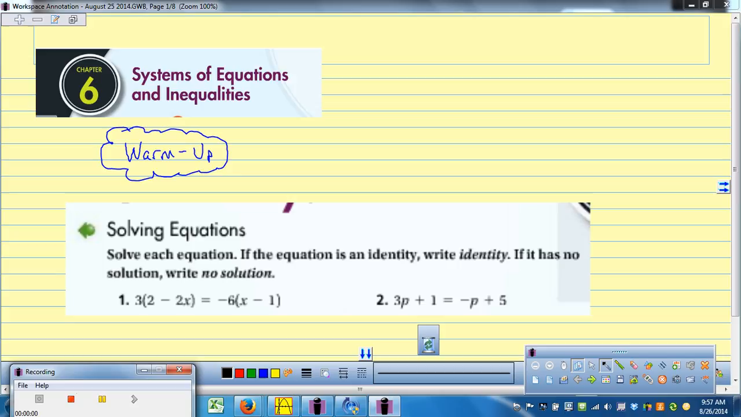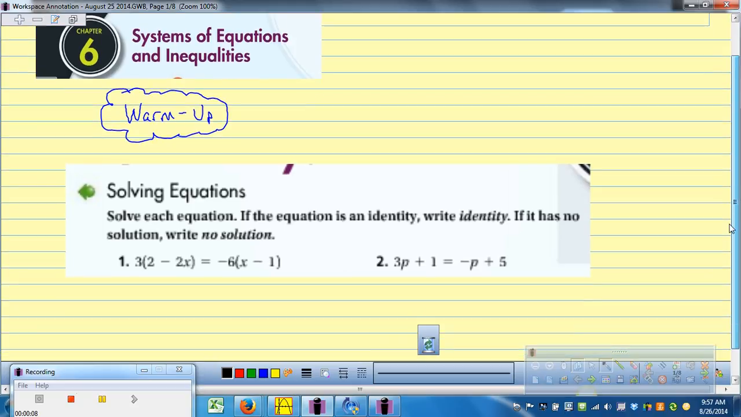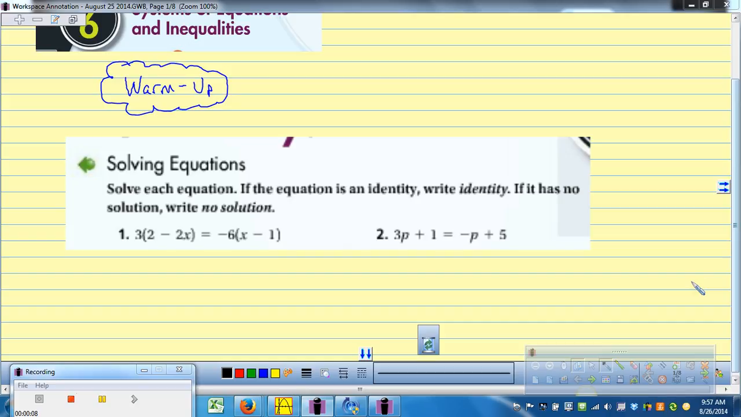Terms of equations and inequalities. So let's move this down. And somebody give me the first step. Number 1, what do we do? Distribute. Thank you. We distribute the what through the what? What number? Very nice. 3 gets distributed through the 2 and the minus 2x.